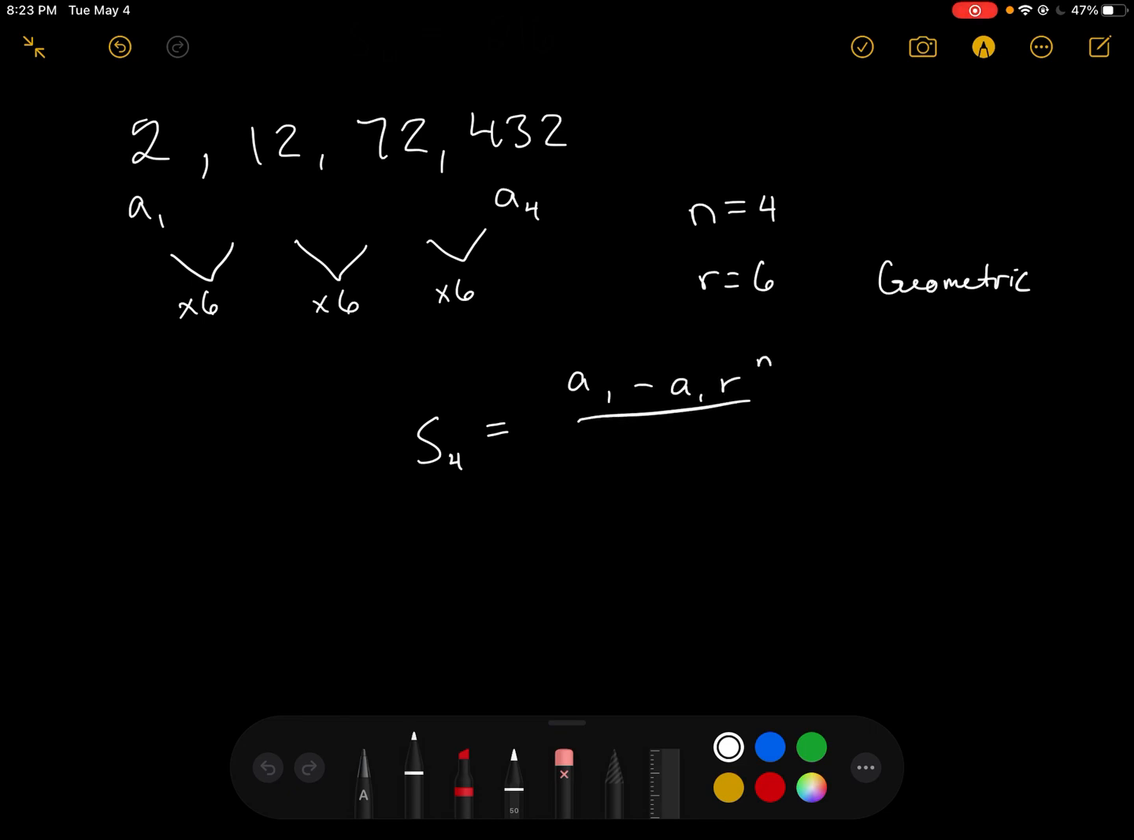If we look at our formulas, we have both our last term and our n given, so it actually doesn't matter which one we use. So if we're looking for the sum of our 4 terms, let's just choose the first one. So first term minus first term times our common ratio to the n power, over 1 minus our common ratio. And then we can work through here and solve.